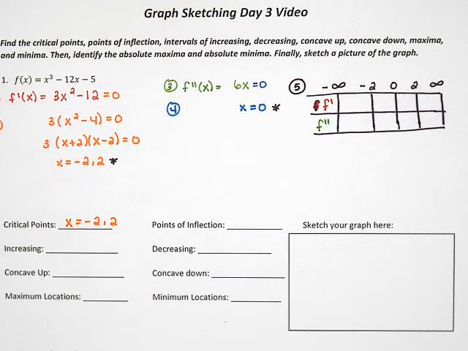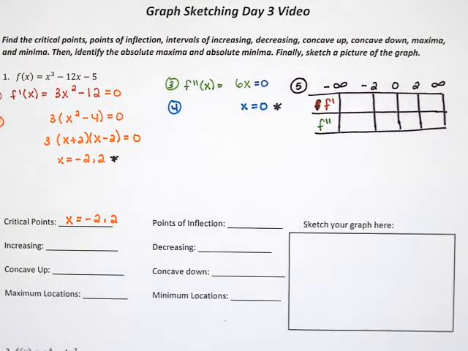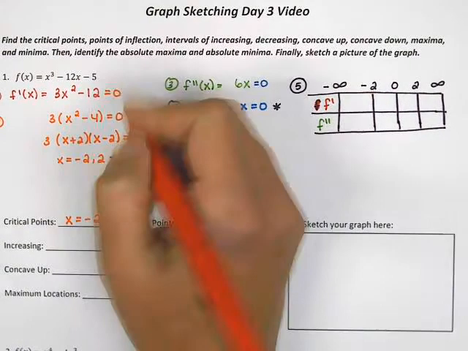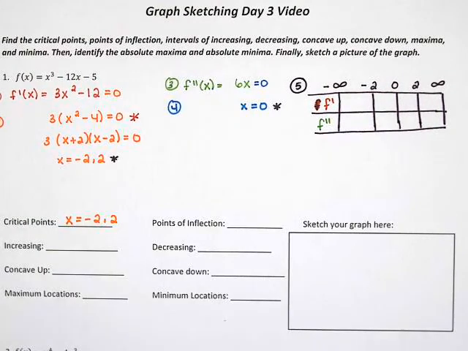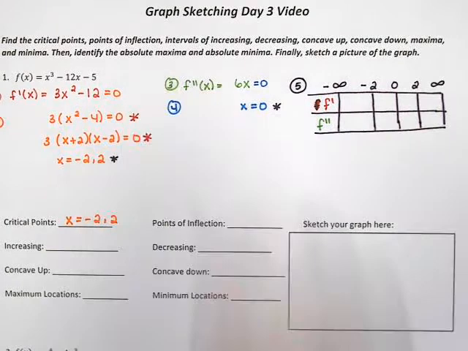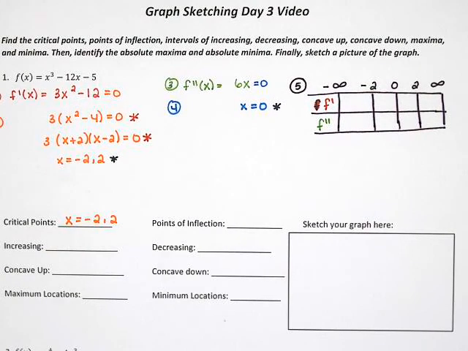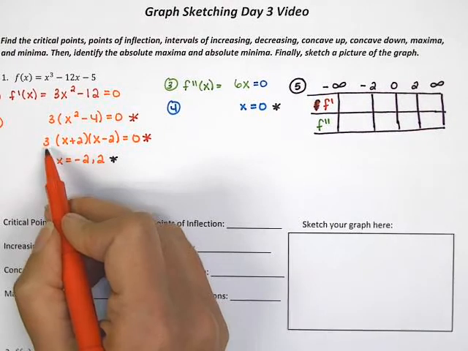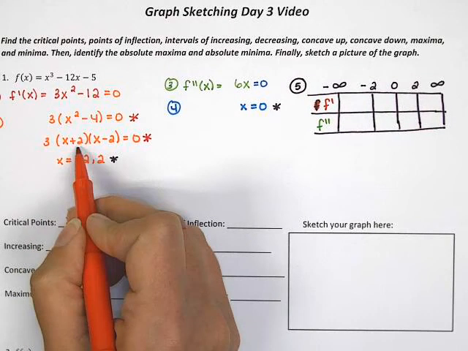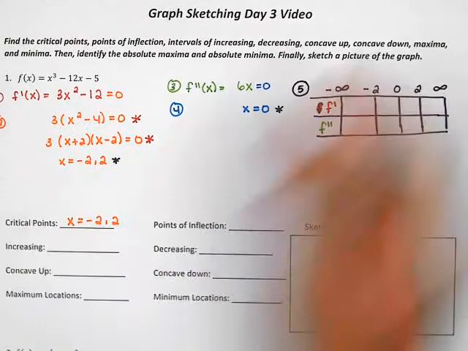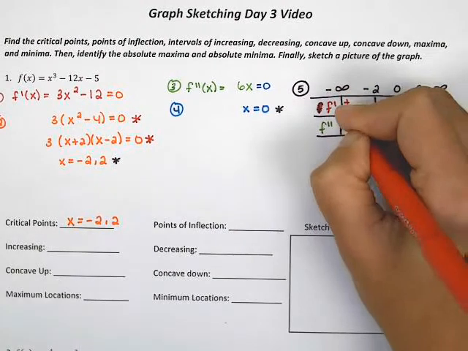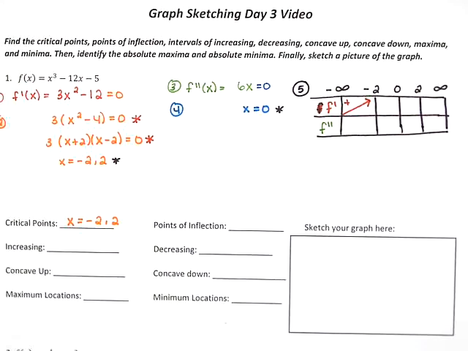Next, what I'm going to do is take numbers from each of these sections, plug them into the factored version of my first derivative, which would be here, and see if I get a positive or a negative number. So if I plug in negative 3, for example, 3 is always positive. Negative 3 plus 2 is negative, times another negative would make it positive. And I'm going to draw in an arrow that goes from the bottom left to the upper right to show that my graph would be going uphill for that section.